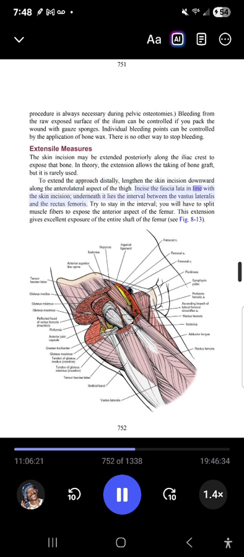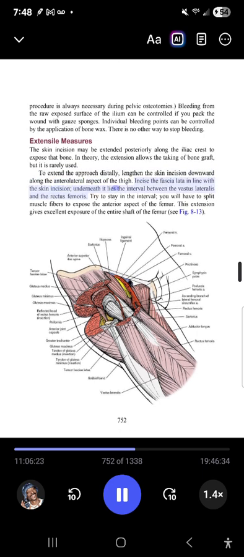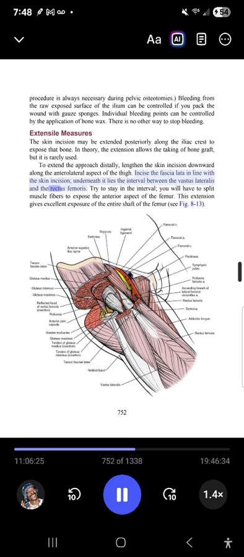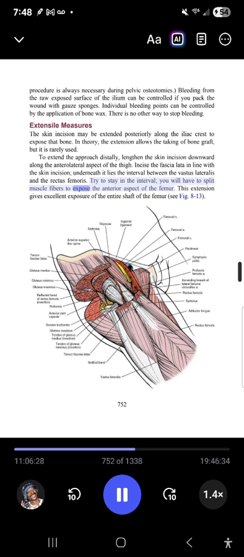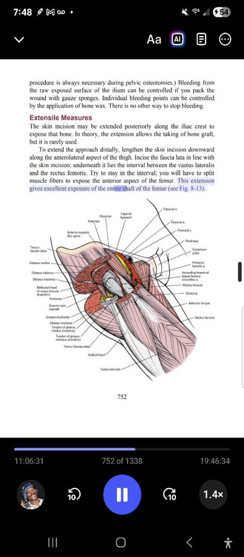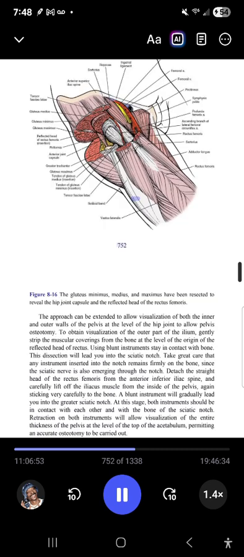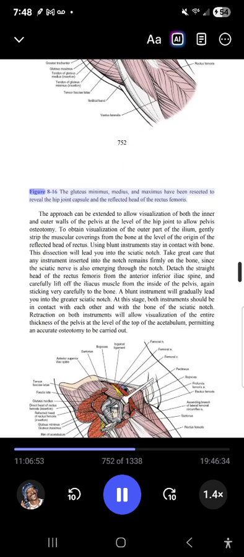Besides the fascia lata in line with the skin incision, underneath it lies the interval between the vastus lateralis and the rectus femoris. Try to stay in the interval. You will have to split muscle fibers to expose the anterior aspect of the femur. This extension gives excellent exposure of the entire shaft of the femur. See figure 8-13. 752. Figure 8-16.